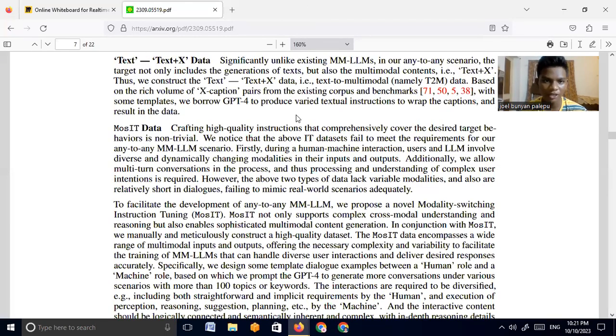All right, anyway. So we are going to have this MosIT data, which is I think a specific data set in which we propose a novel modality switching. MosIT not only supports complex cross-modal understanding and reasoning, but also enables sophisticated multimodal content generation. So basically, we have everything we need. We have to train the model on the decoding side and encoding side, right? We're going to have this data, and then we could use this data for all our tasks, which is quite good.